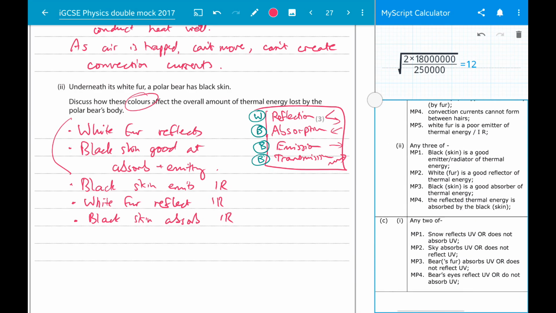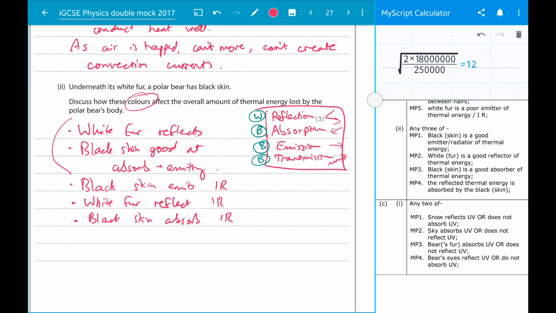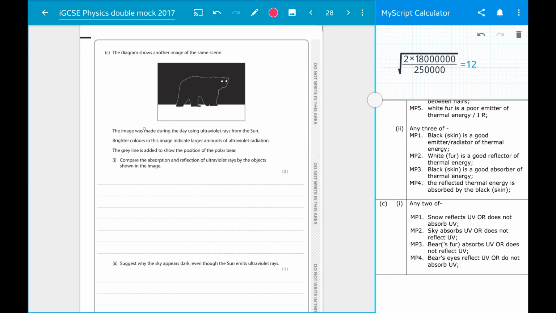The next part, part C, is an image taken using UV. So this is about UV, not infrared. Brighter colours indicate large amounts of UV radiation. So lots and lots of UV is coming out here, and obviously some from the eyes. So lots of UV is being received by the camera. Compare the absorption and reflection of ultraviolet rays by the objects shown in the image. A lot of people mess this up.